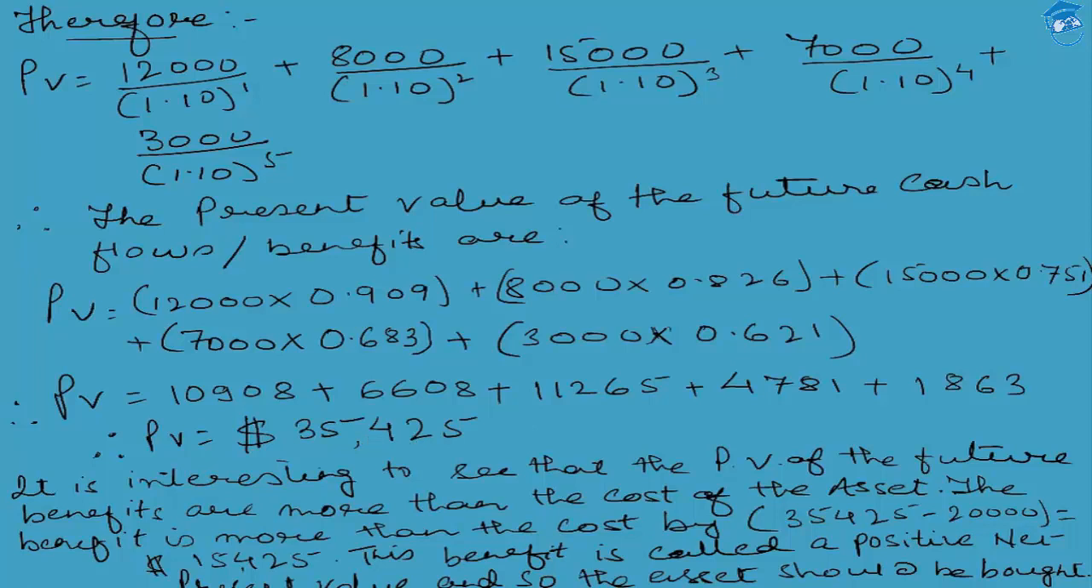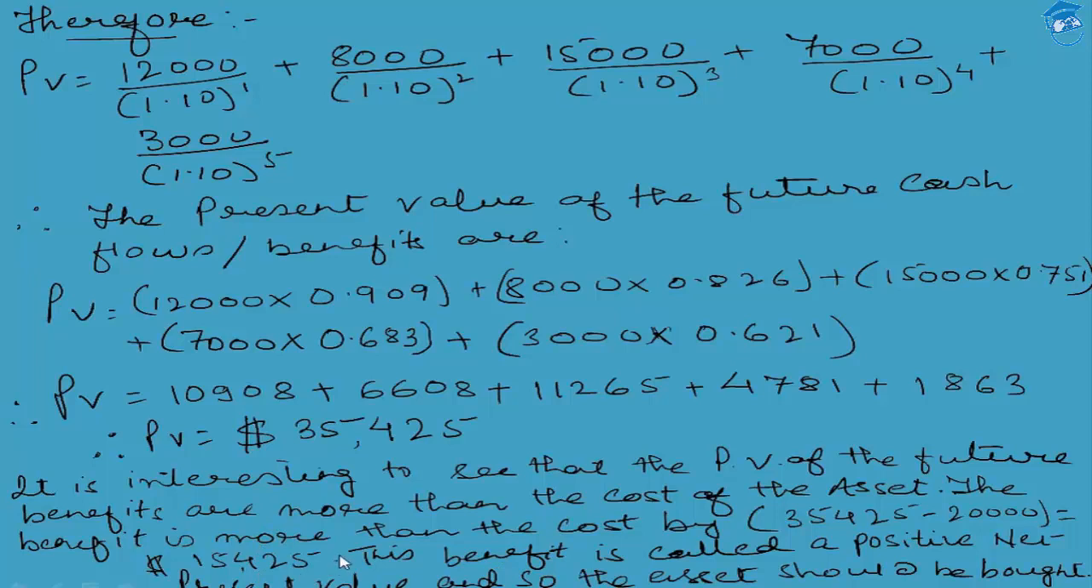35,425 USD. Once again, students, against the initial cost of 20,000 USD undertaken at T0, the asset is generating a present value from the future stream of uneven cash flows to the extent of 35,425. So it means that benefits are certainly exceeding the cost of the asset. So by how much are the benefits exceeding? The benefits are exceeding by 15,425. So how did we get this 15,425?